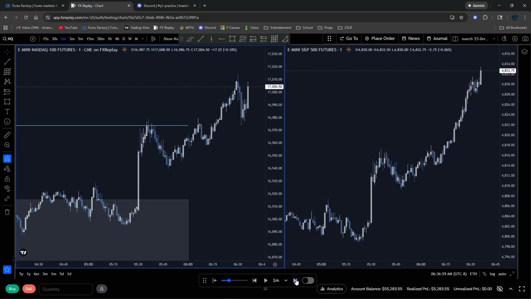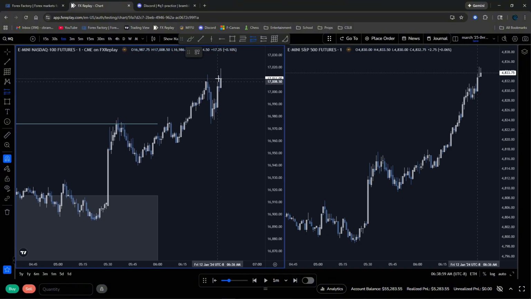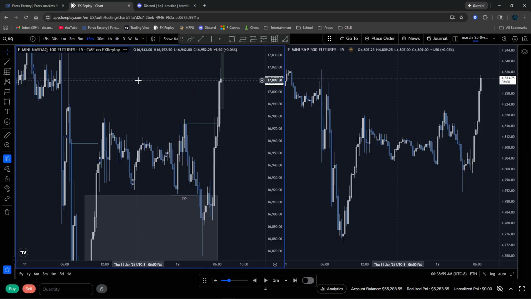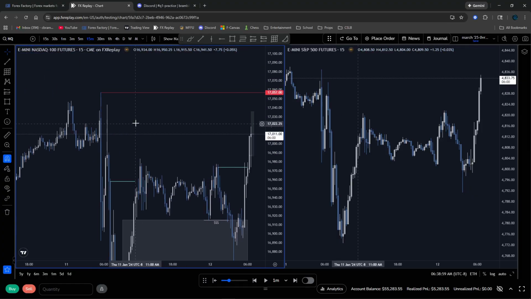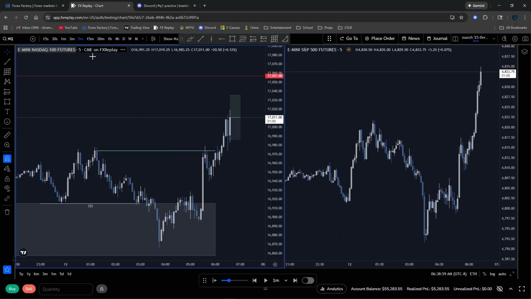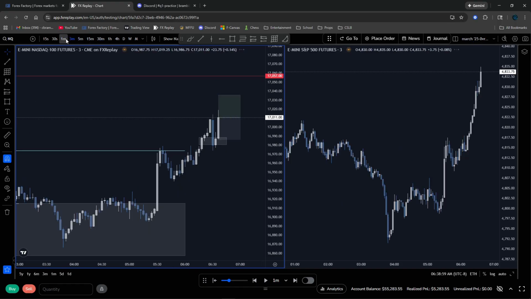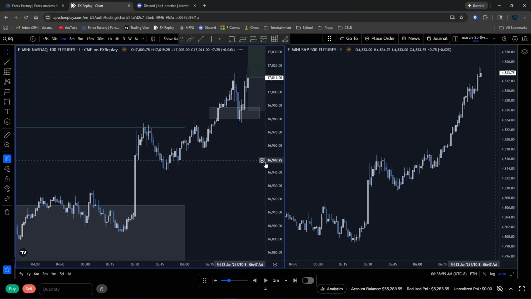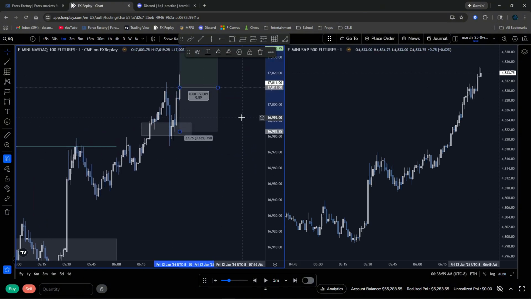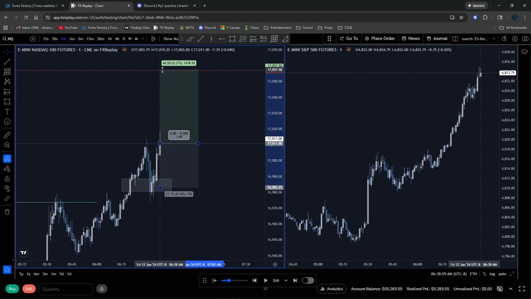Ooh, I like that candle. I like it a lot. Yep, I'm doing it. No draws on liquidity taken recently with that spike of volatility. We're going to do this. Put it right under there. Get in there.